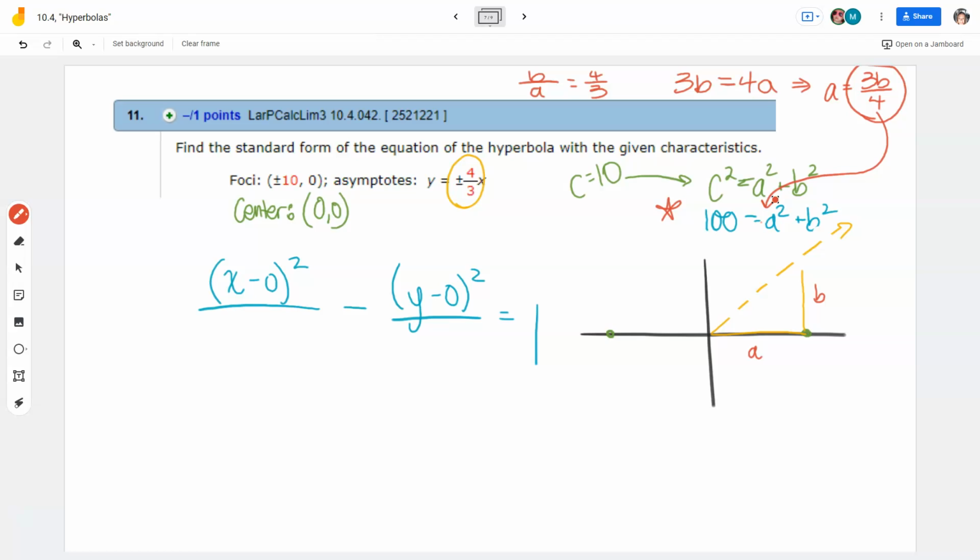I knew that my b had to be 10. If a was 3 and b was 4, that would be 3 squared, 9, plus 4 squared, 16. 25 is not 100. So that would have told you just going straight across didn't work.